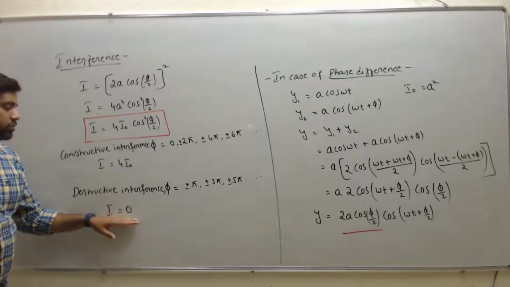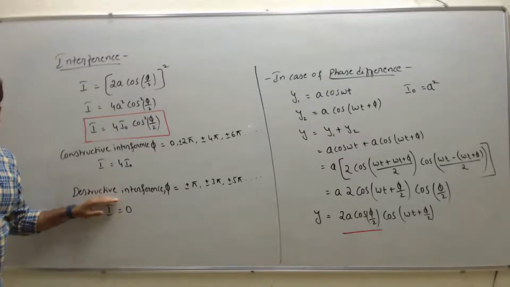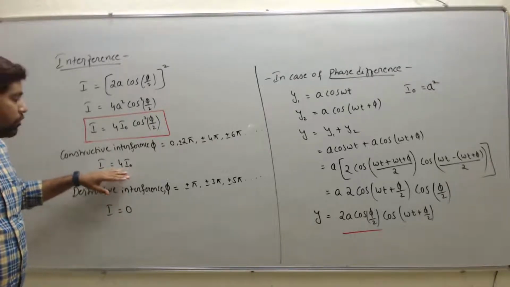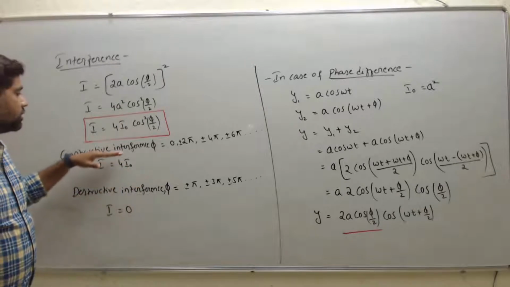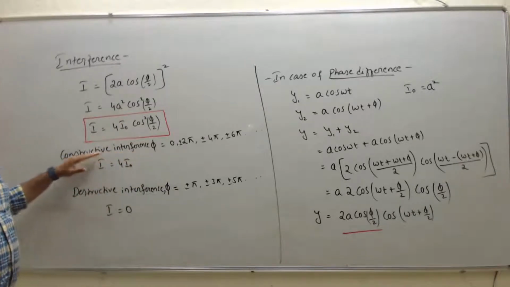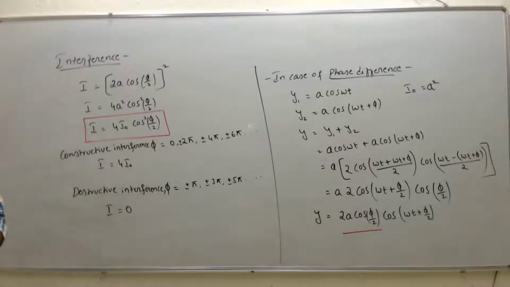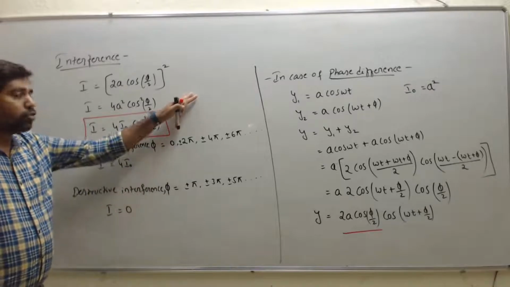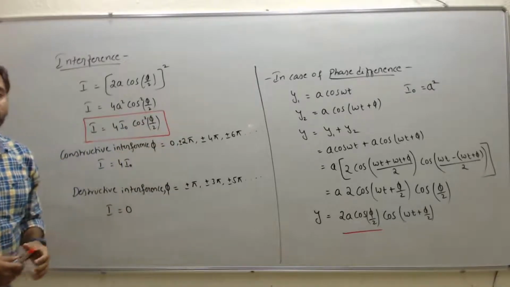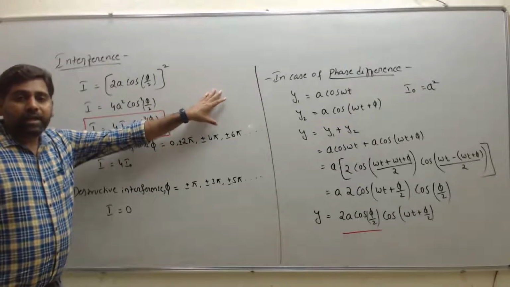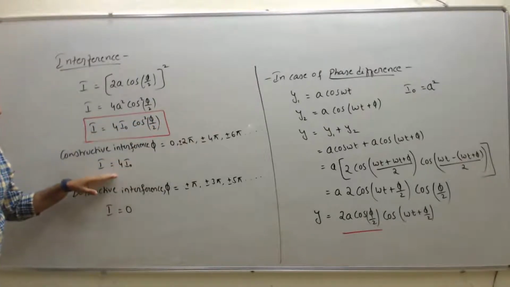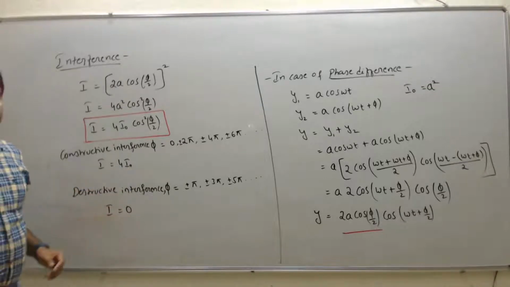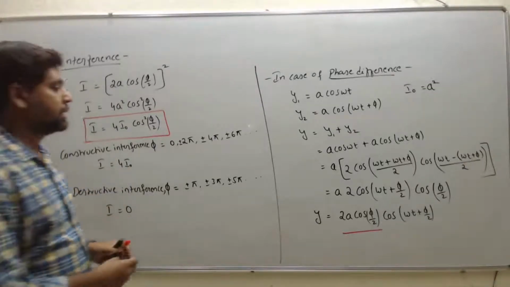So if I is equal to 0, then we call that interference destructive interference. And if intensity is maximum, I is equal to 4 I naught, then that interference we call constructive interference, right? So all these cases we studied here, if the two sources are coherent, that is the two sources are vibrating in phase, for that case we get constructive interference, I is equal to 4 I naught, and I is equal to 0, right?